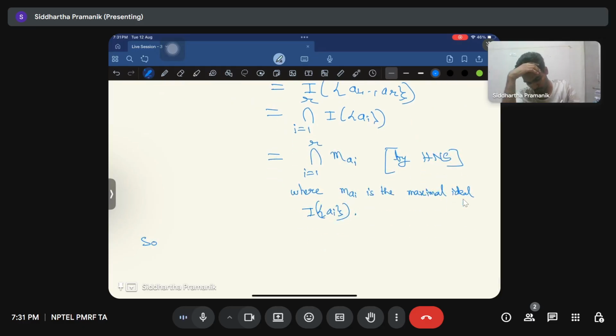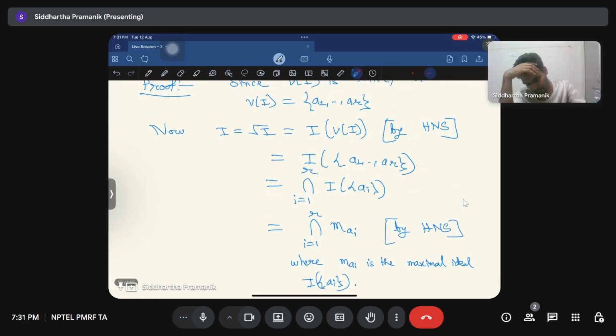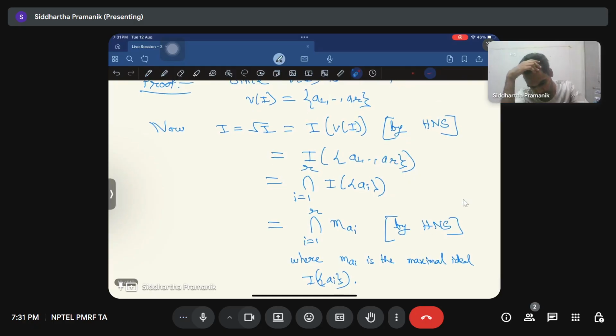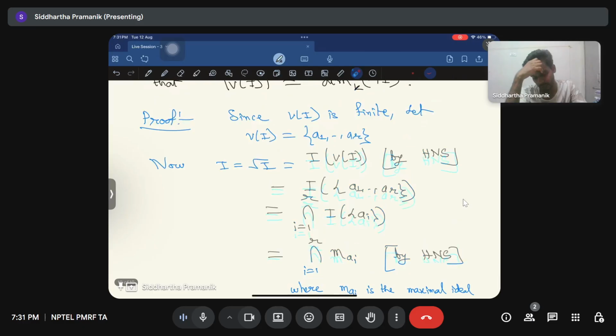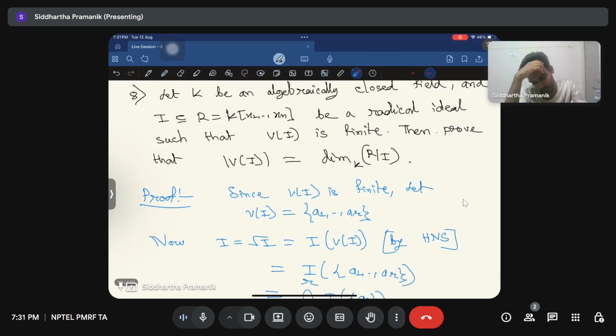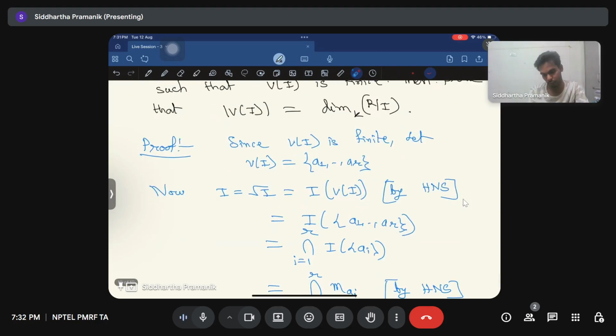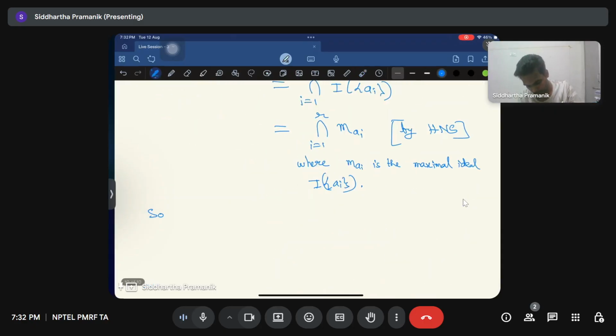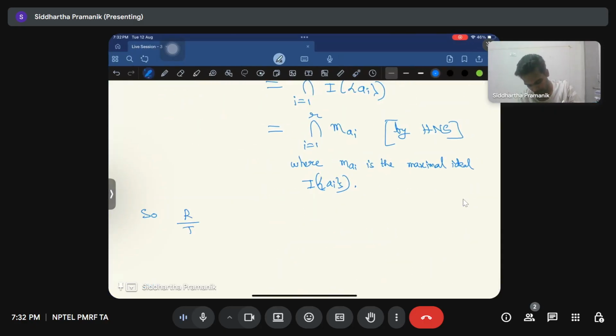So now we have gotten a description for this ideal I. Now, what is our target? We need to prove that the dimension of this quotient is the cardinality of the variety. So let's see a description of this quotient. What is R mod I? This is the same as R mod the intersection of the m_{a_i}, i equals 1 to r.